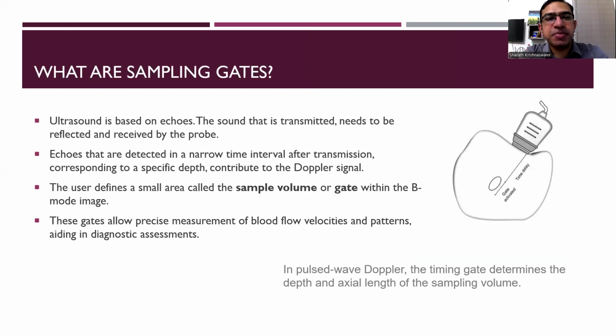I was curious about what sampling gates were. So what are sampling gates? Basically, ultrasound is based on echoes. A sound that is transmitted needs to be reflected and received by the probe. And this happens at a narrow time interval after transmission, and it corresponds to a specific depth. And this contributes to the Doppler signal. So the user defines a small area known as a sample volume or gate within the B mode image, which stands for brightness. And this gate allows the precise measurement of blood flow velocities and patterns, and this helps in aiding the diagnostic assessments of the condition of the patient.